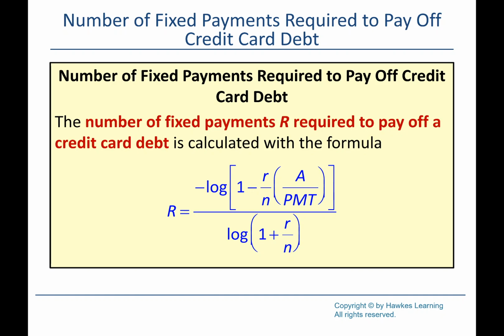And so the formula for how many payments it would take us to pay off a credit card. We've already seen the numbers that go along with this. So N, how many payments we're making a year. Typically that's going to be 12. R is our interest rate in decimal form again. PMT is the payment we're making every month. The only thing that may be a little different here is A, we're using to represent the total amount we owe.